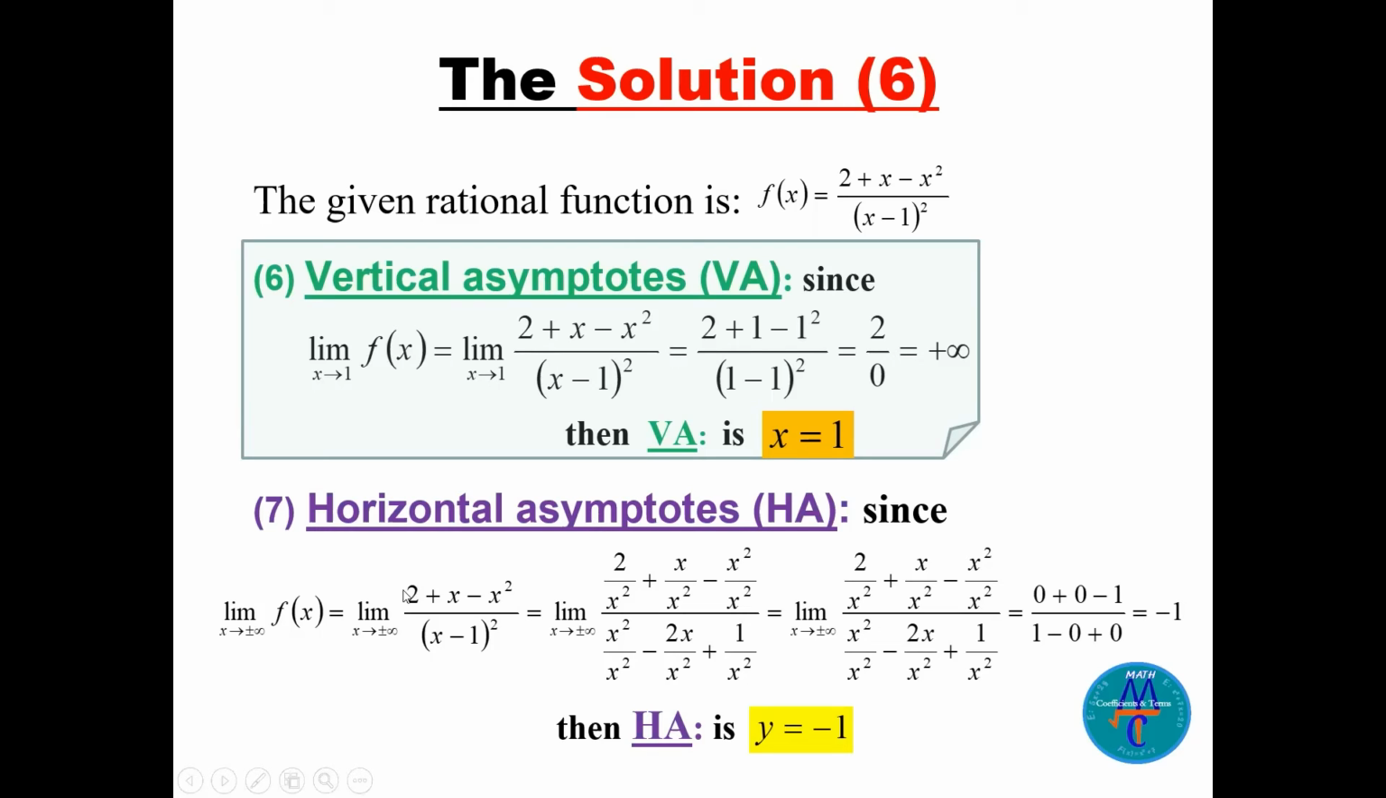Now for the horizontal, we find the limit of the function as x goes to plus or minus infinity. Or we can take the leading coefficient of the numerator divided by the leading coefficient of the denominator, since we have the same degree in the numerator and the denominator, which is x squared. So minus 1 divided by 1. Or we can take the limit, dividing all the terms by the highest power, which is x squared, and then take the limit as x goes to infinity. 2 over infinity will be 0, plus 0, minus 1, over 1 minus 0 plus 0, so it will be minus 1. So the horizontal asymptote is y equals minus 1.